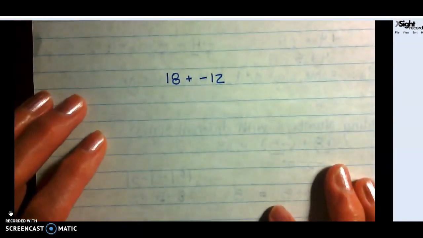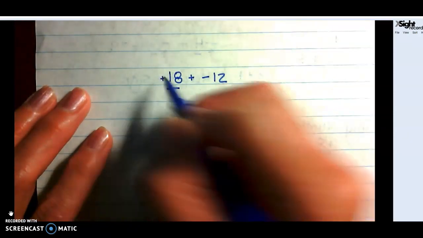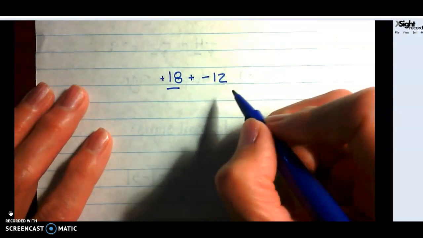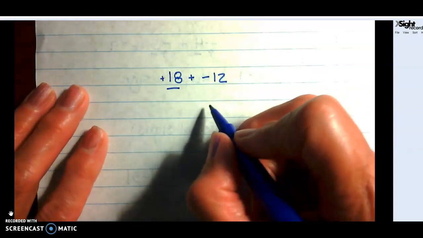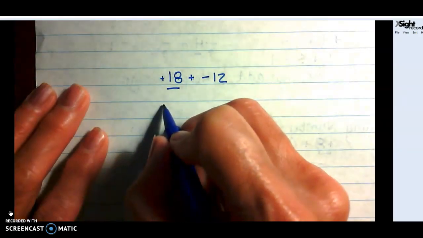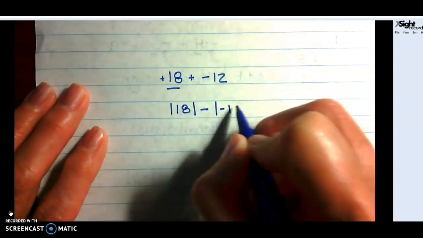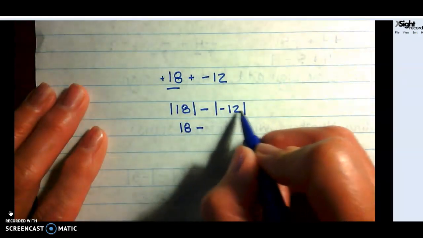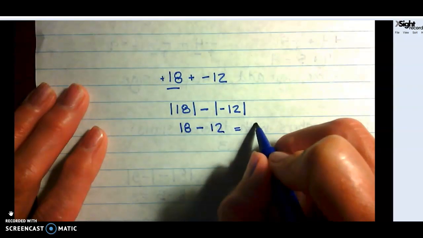is if we had 18 plus -12. If we have 18 plus -12, both of these numbers have different signs. This would be a positive 18. This would be a -12. So our rule is if we have different signs, we subtract the absolute values, but keep the sign of the larger absolute value. So the absolute value of 18 minus the absolute value of -12, which is 12. When we subtract those two numbers, we end up with 6.